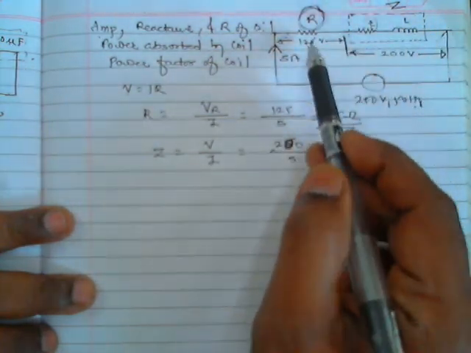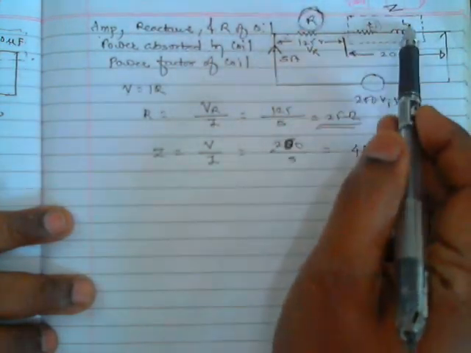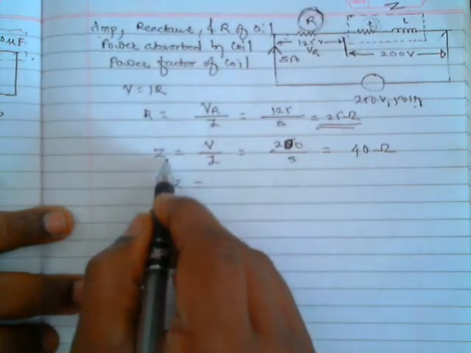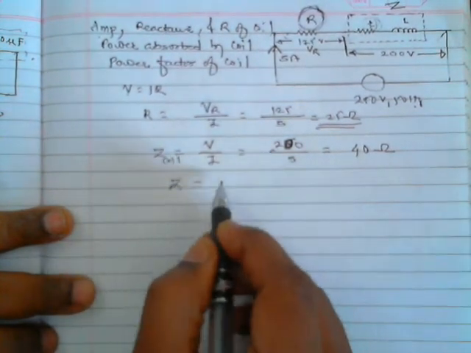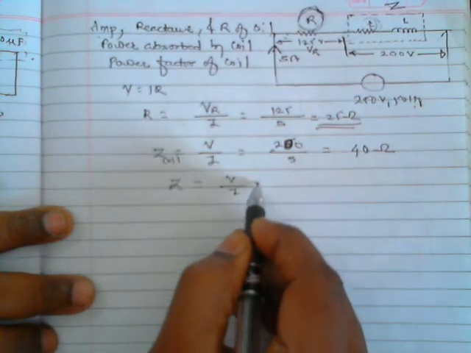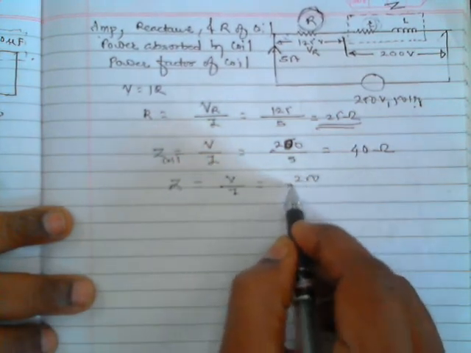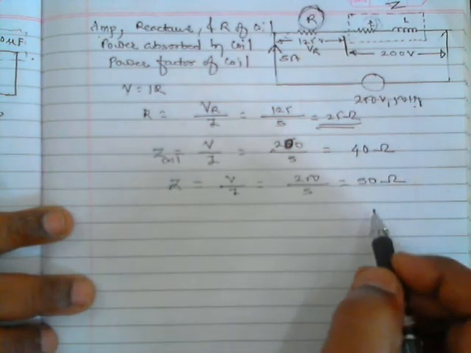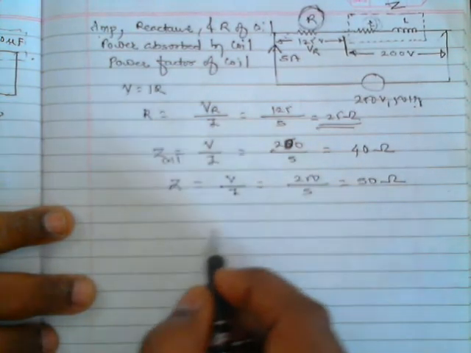Total impedance means Z equal to root of R square plus XL square. So I can say this is Z coil, this is Z. Z is going to be the total voltage by total current. So total voltage is 250, total current is 5. This is 50 ohm. Right?